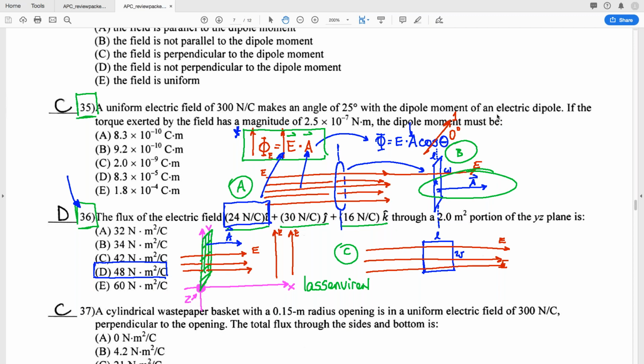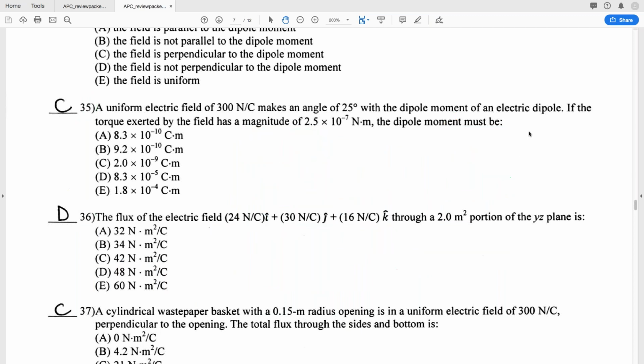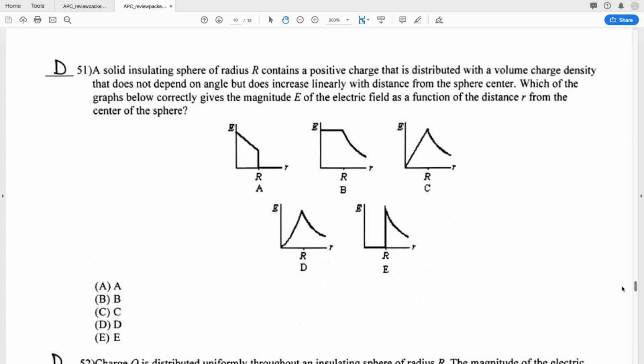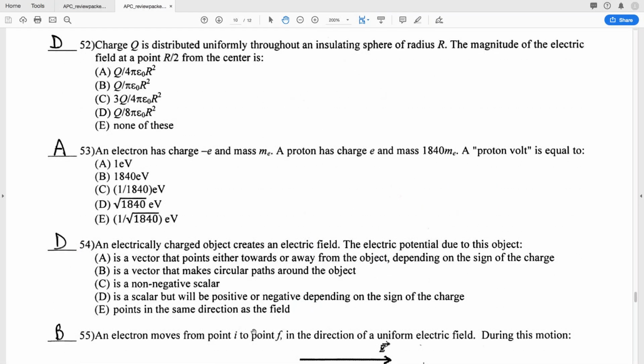Farnaz has asked about question number 53, so let's go ahead and go there. This question says an electron has charge minus E and mass ME. A proton has charge plus E and mass 1,840 ME. So we want to know the equivalent of a proton volt to how many electron volts.